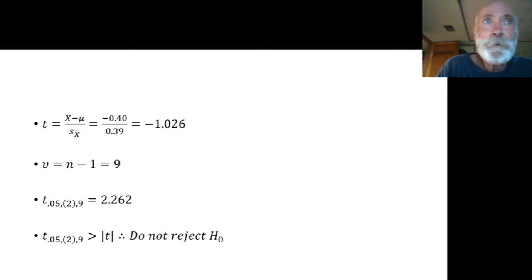Notice that this value of 2.262 is more extreme than the absolute value of our computed value of 1.026. In other words, our 95% limits for the t-distribution are minus 2.262 and plus 2.262, and our computed value of 1.026 lies within those bounds, and for that reason we are not going to reject the null hypothesis. That is, there is no weight change in these rats following this exercise regime on the treadmill. Some of the rats put on weight, probably as muscle mass, and some rats lost weight, but there was no consistent pattern.